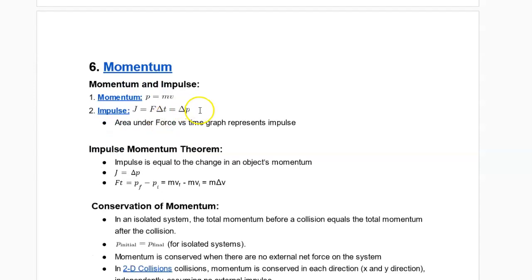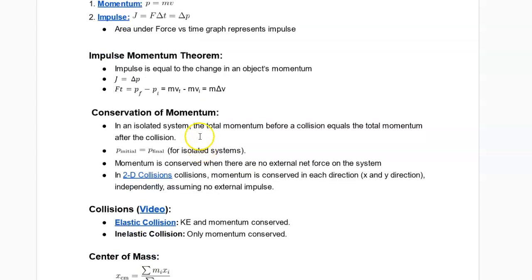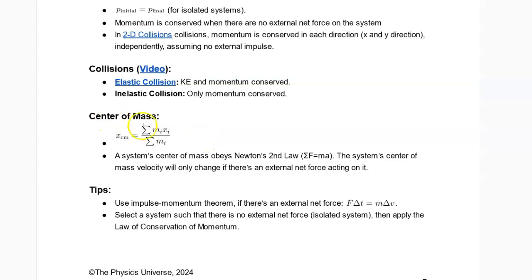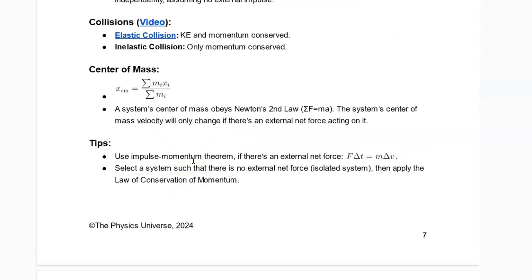Then we move into momentum. What is momentum and impulse? What's the impulse momentum theorem? When is momentum conserved? What are the different types of collisions? How do you calculate center of mass? And some tips on how to solve those problems. So those are the topics that are covered in this review guide.